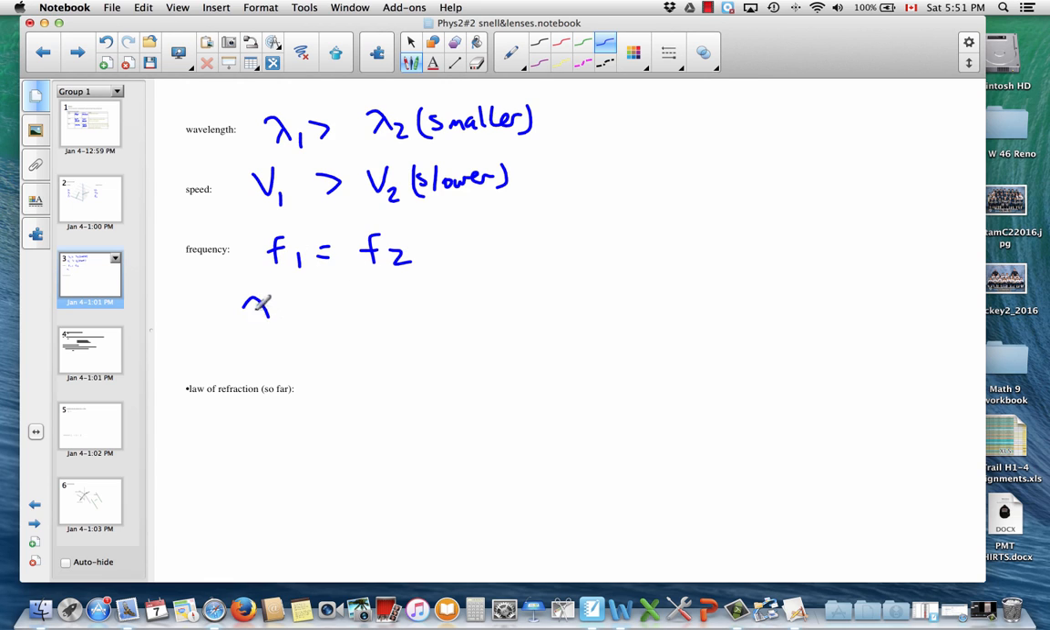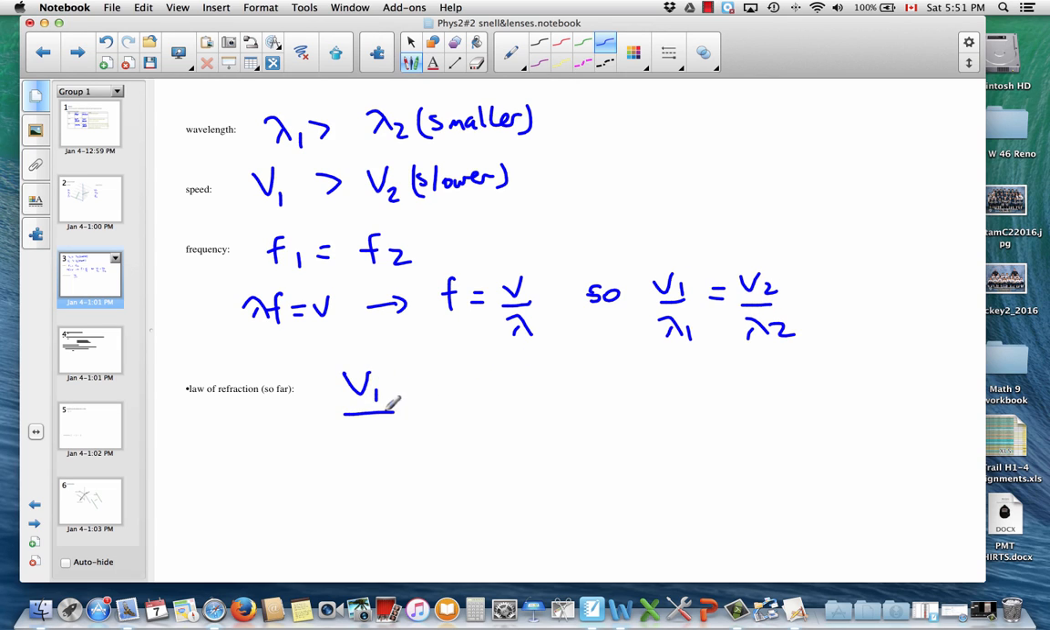We had the same number of waves per second in material 1 and material 2. Now, if we use the wave equation, lambda f is v, then we know a frequency is v over lambda. So if f1 is f2, we can conclude that v1 over lambda 1 must be v2 over lambda 2, and then we rearrange that and say v1 over v2 is lambda 1 over lambda 2. And so this is the law of refraction so far.